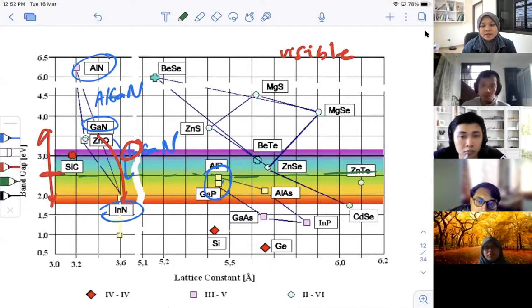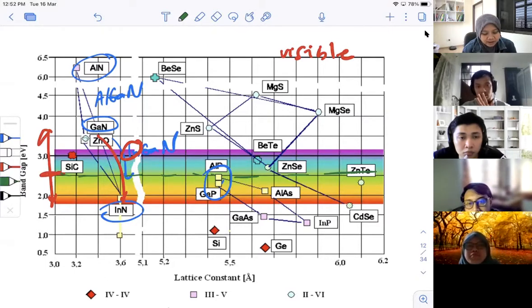Alright. So between zinc selenium and cadmium selenium. Maybe, but I don't know about zinc selenium. I don't think it's a direct band gap. But gallium nitride and indium nitride are direct band gap. So if I want a laser, it has to be direct band gap.